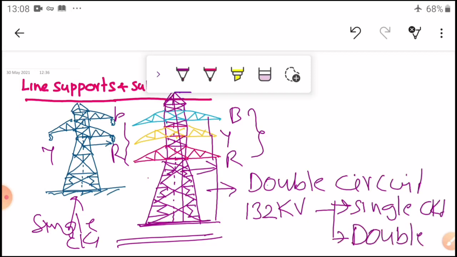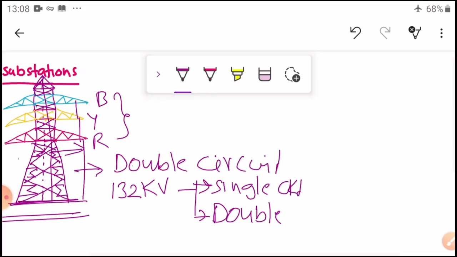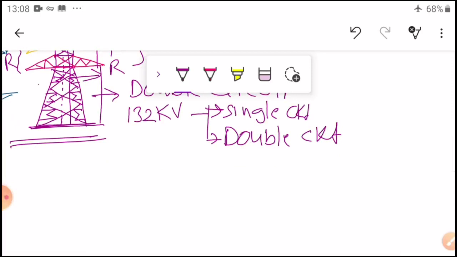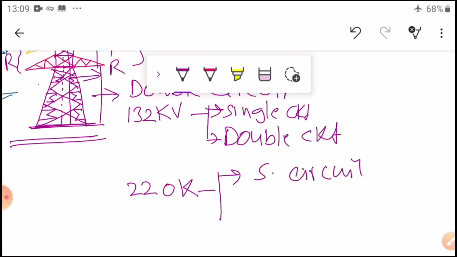Okay, so single circuit and double circuit at the same time. So 220 kV also single circuit and double circuit. Okay, in this class we are going to draw only these four figures, dear students.